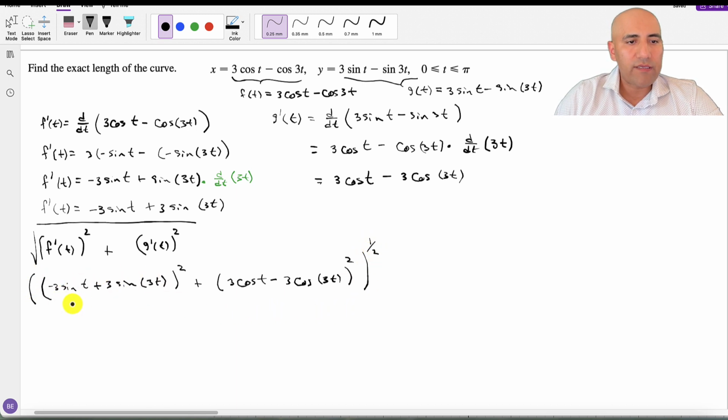Okay, so foiling this out, that's going to be fun. That's going to be equal to 9 sine squared t plus, minus.